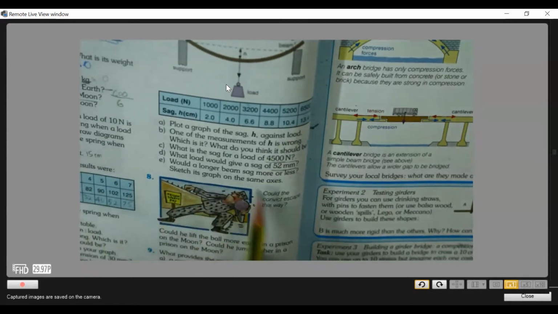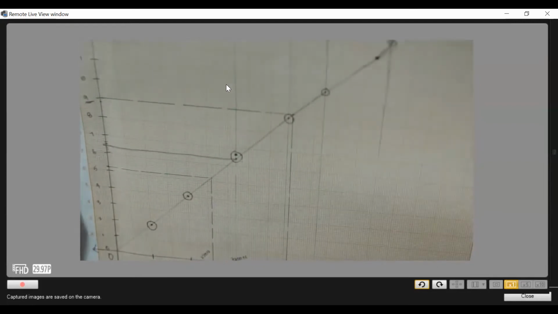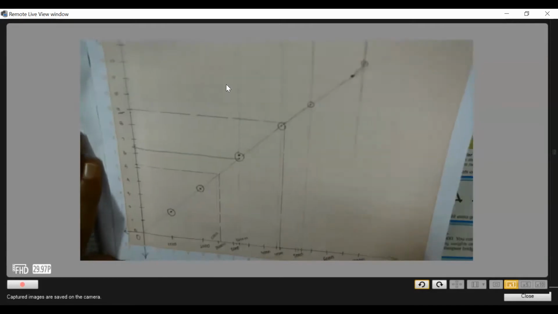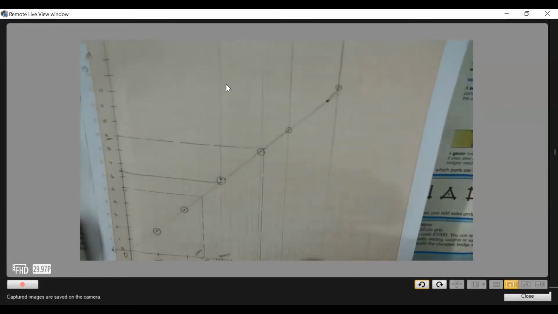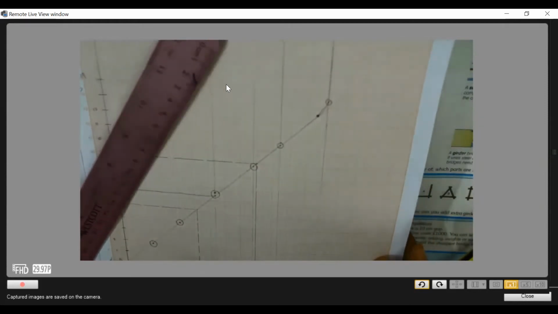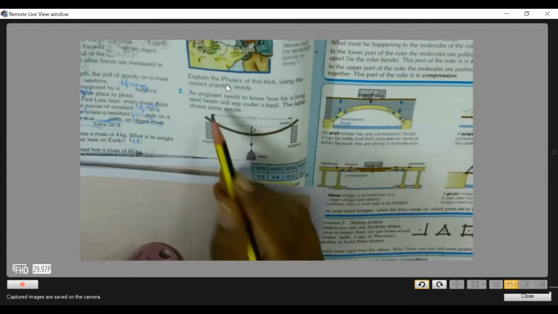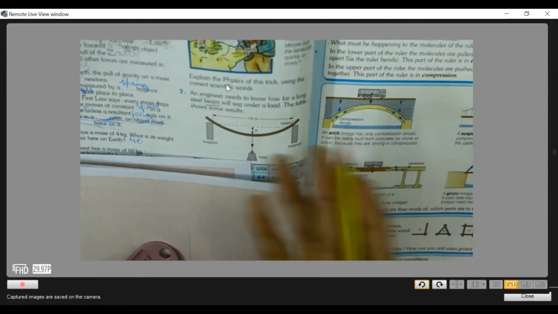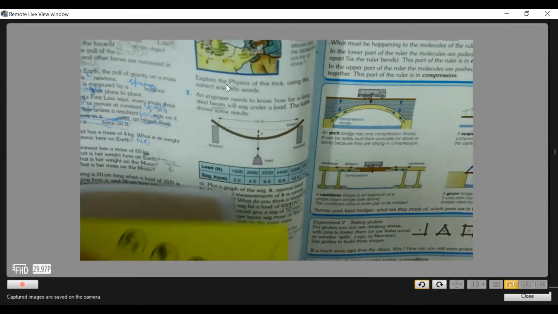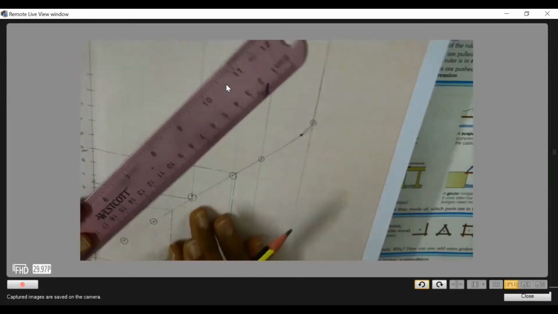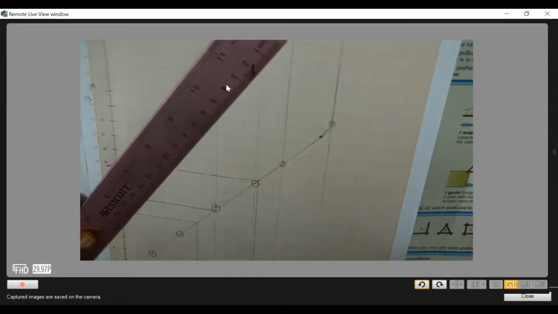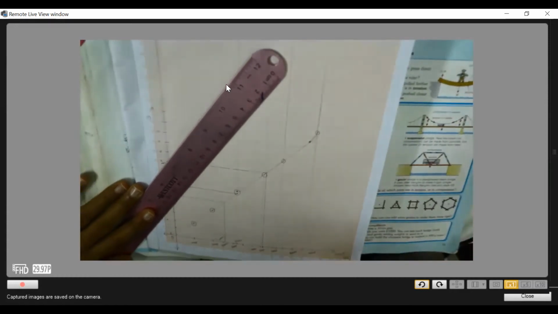Now sketch its graph on the same axis. So this graph was for this beam. Now, if you have a longer beam, how will the graph differ? Yes, Sidra? Then what does longer beam mean? Longer beam, B-E-A-M. Then what does this mean? A rod, simple. Oh, rod or slab or whatever. Yes. Okay, so how do you think the graph will be different if we have a longer beam?